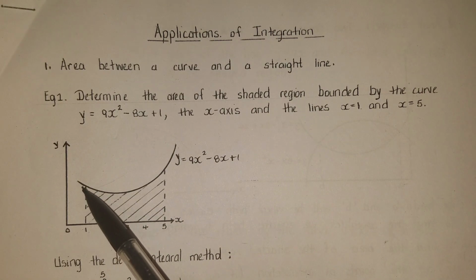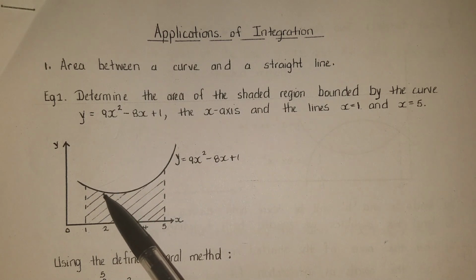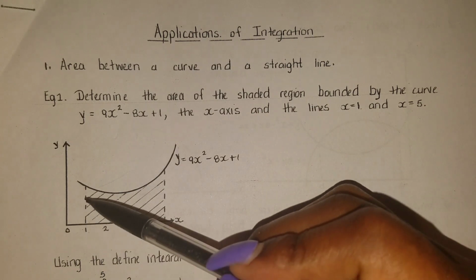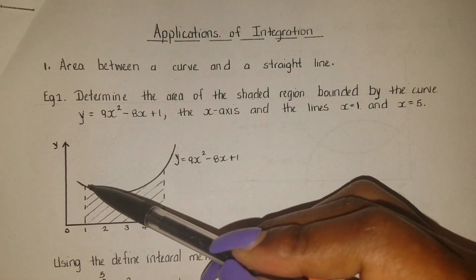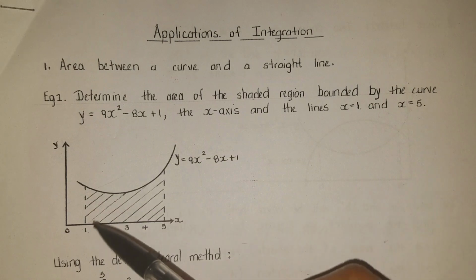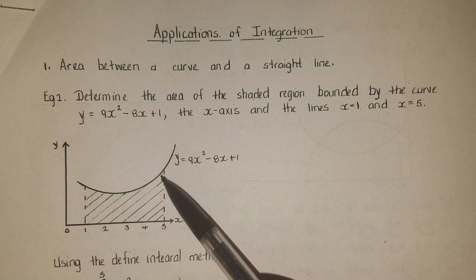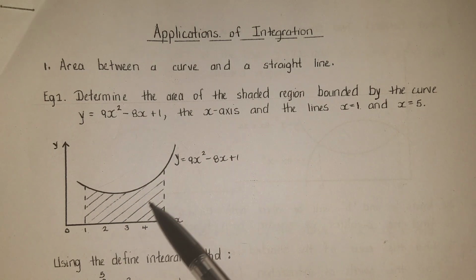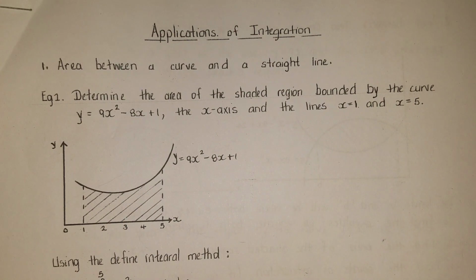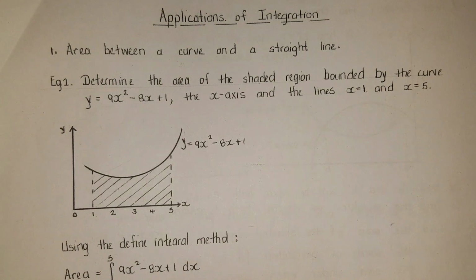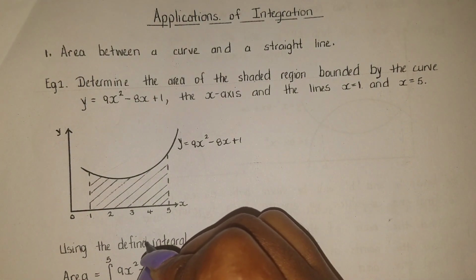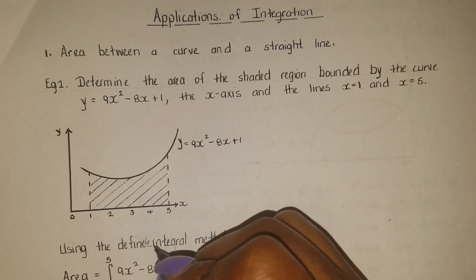So here we have part of the curve y equal 9x squared minus 8x plus 1. And here we have our x-axis, and we have the lines x equal 1 and x equal 5. So these are the boundaries, and we want to find the area of this shaded region. Now to do that, we'll be applying definite integral.